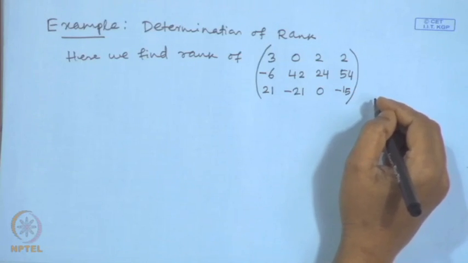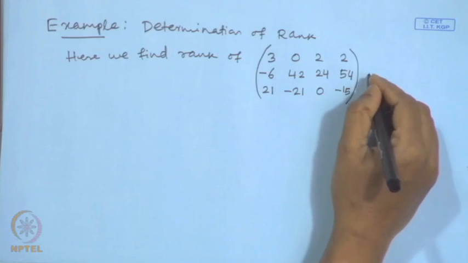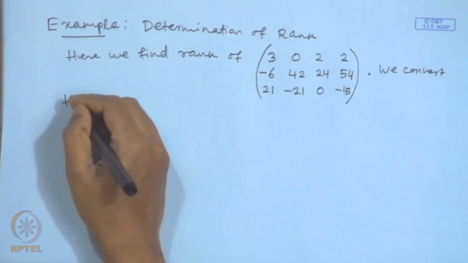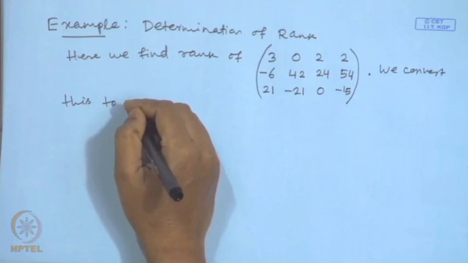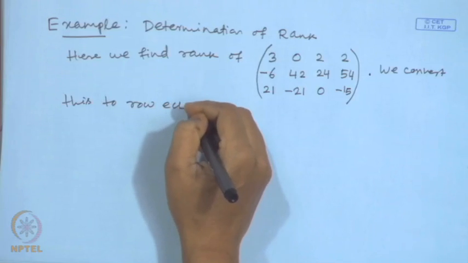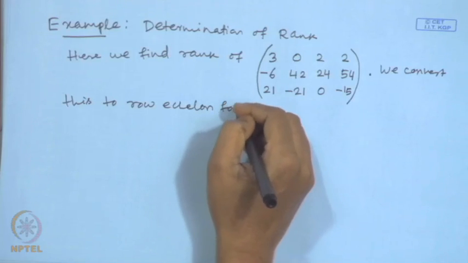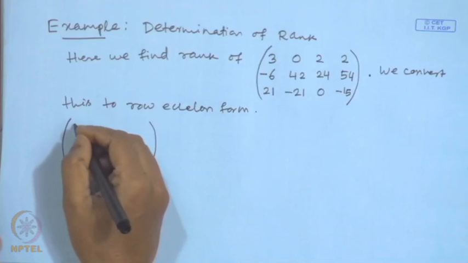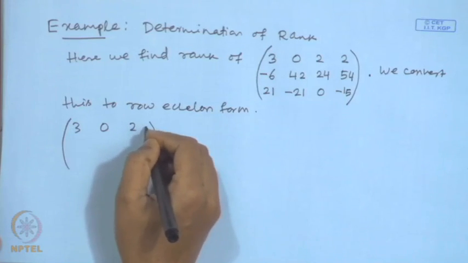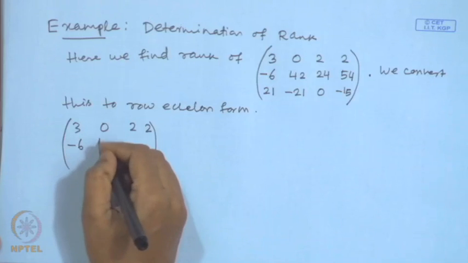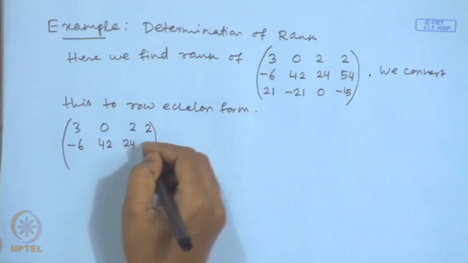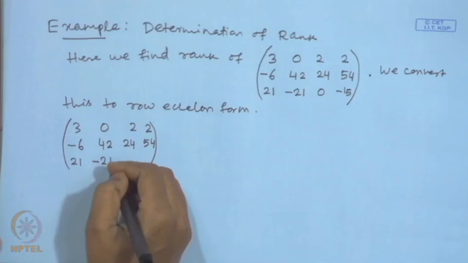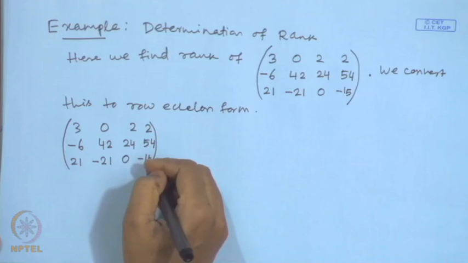So, we will convert this matrix to row echelon form. The given matrix is 3 0 2 2, minus 6 42 24 54, 21 minus 21 0 minus 15.